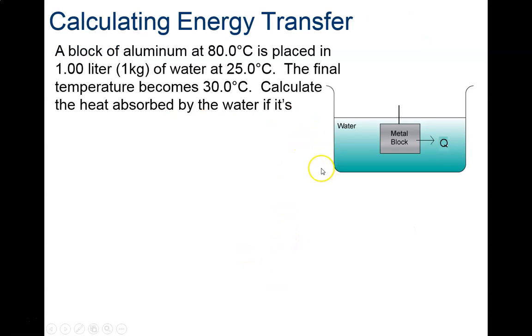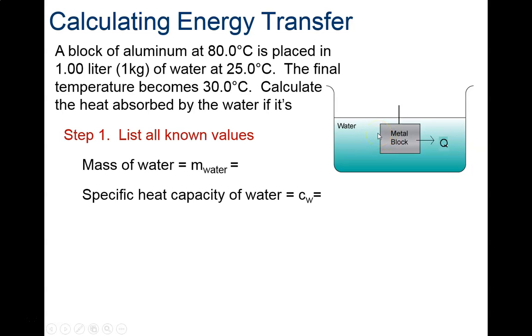So here's an example. We've got a chunk of aluminum that's initially at 80 degrees. We place it in a liter of water, which is also 1 kilogram of water, that's originally at 25 degrees C. After they both come to equilibrium, after the heat stops flowing, they're both at 30 degrees C. Calculate the heat absorbed by the water and the mass of the aluminum block.